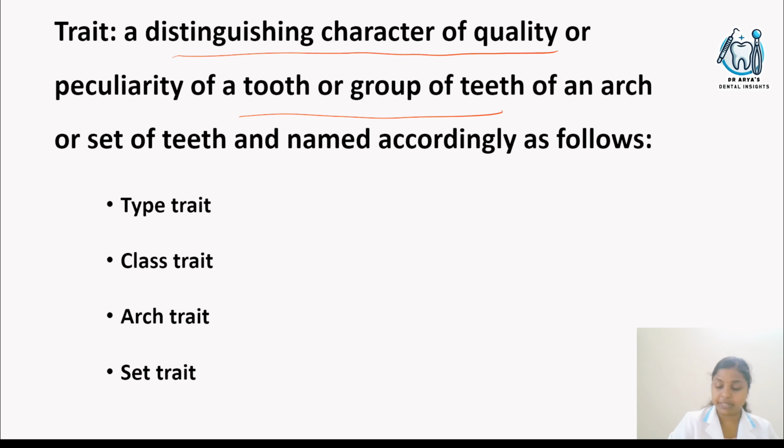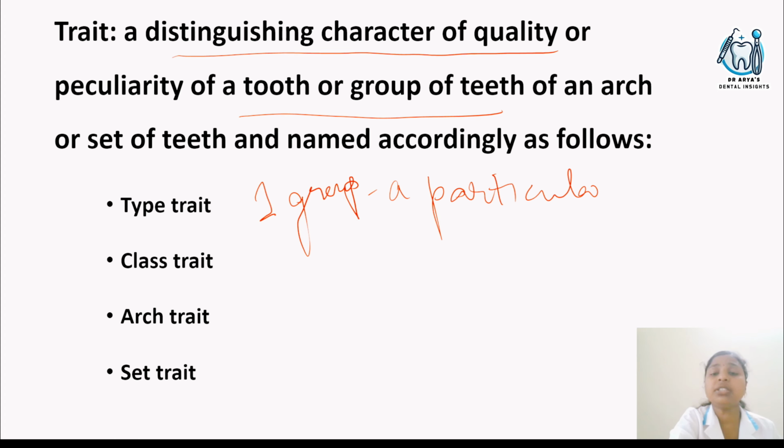So the first one is the type trait. What is a type trait? It is a distinguishing character, quality or peculiarity of a particular tooth in one group. So a particular tooth in one group is the type trait. An example is the feature between permanent maxillary central and lateral incisors. So the feature between central incisor and lateral incisor is the type trait.